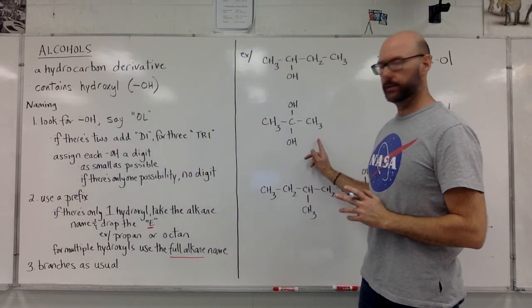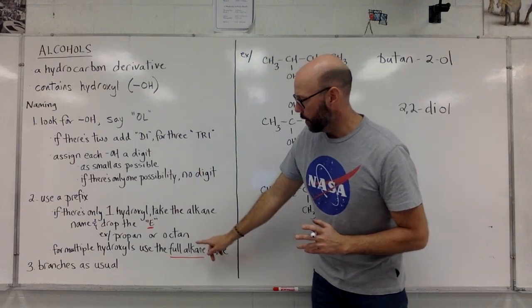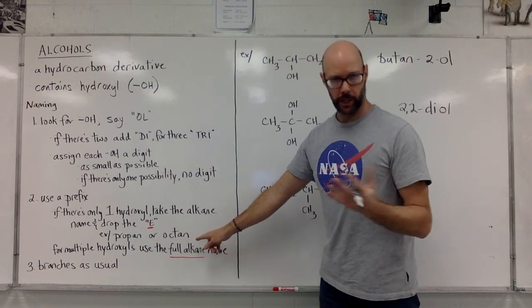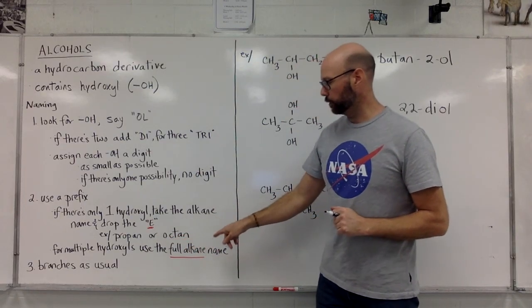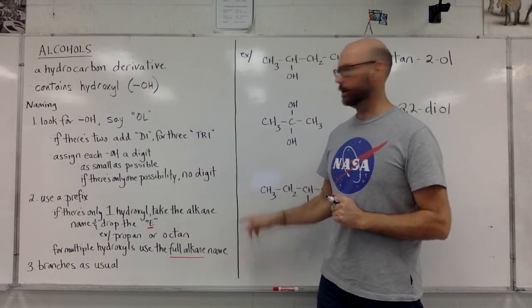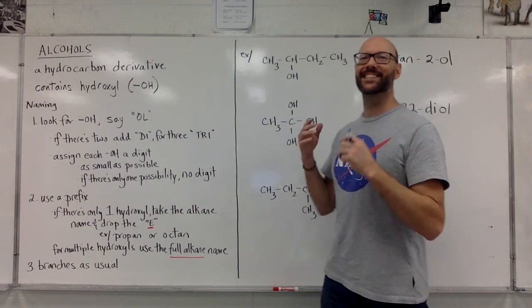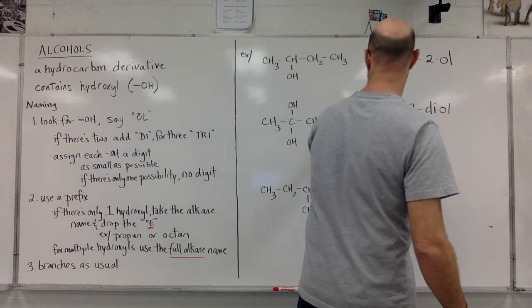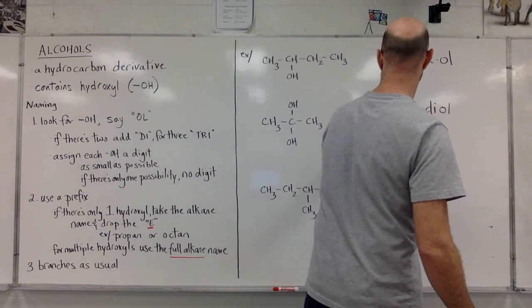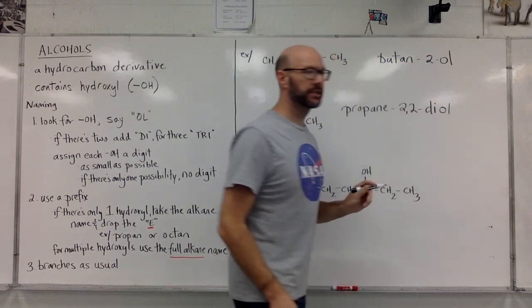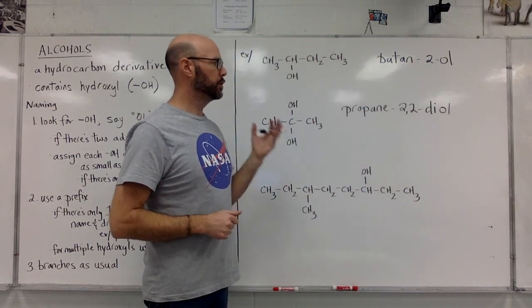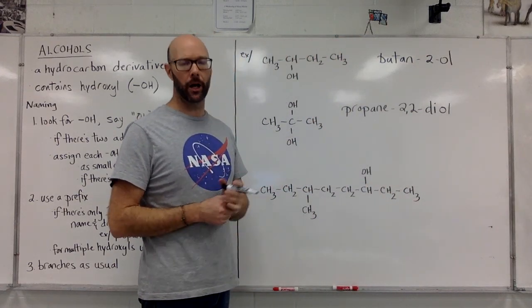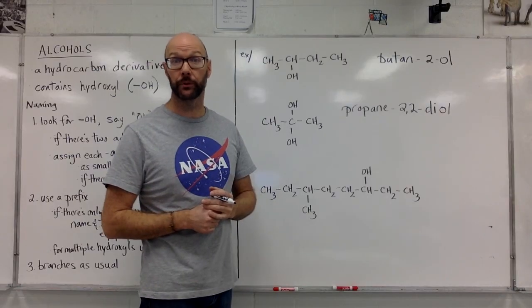It's 3 carbons in a row, and for multiple hydroxyls, here we have 2, use the full alkane name. 3 carbons as an alkane is propane. So this gets named propane-2,2-diol. One more example to go.